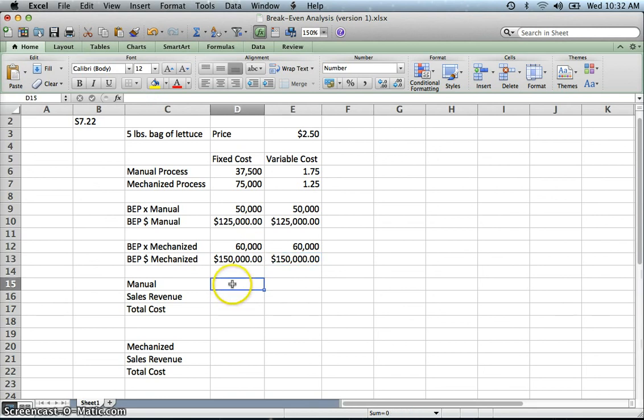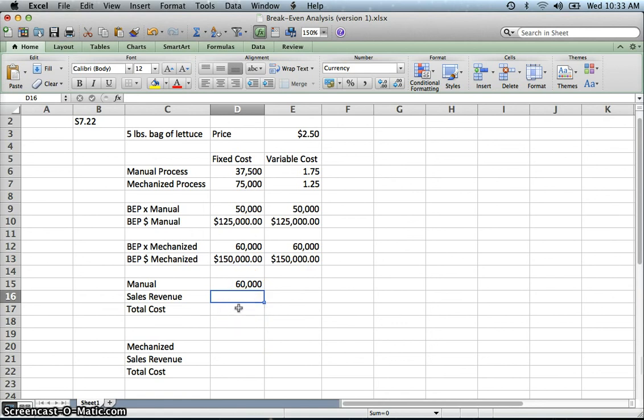Now here's where they ask us an interesting question. They basically say, well, for 60,000 bags of lettuce, what is the profit or loss? Now we know that in this case it is above the break-even point for the manual process. I'll come back and talk about the mechanized. So if we sell 60,000 bags of lettuce, we know that we're going to be on the profit side because our break-even point is 50,000. That's where we don't lose any money, but we don't make any money. So we know we're higher than that.